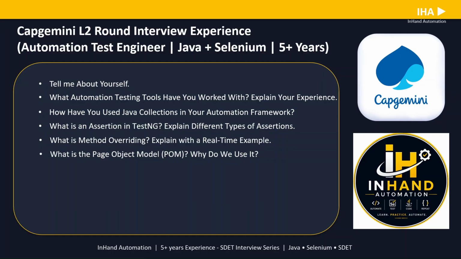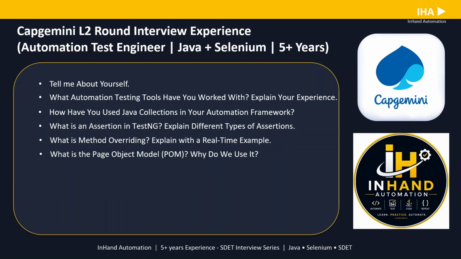Page object model is a design pattern which is used to improve the automation framework maintainability. In page object model, the main feature is that page classes contain the locators, page classes contain the reusable methods which we'll be using again and again, and test classes contain only the test logic. We will be having separate classes for each web page. Okay, and what are the advantages of the page object model?